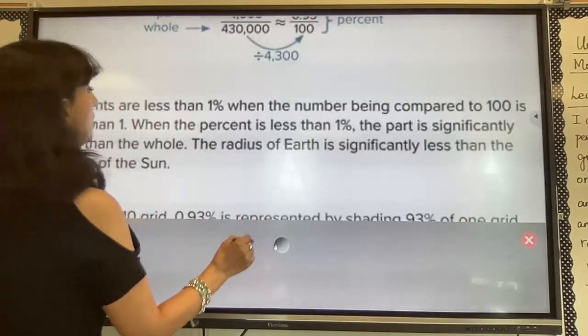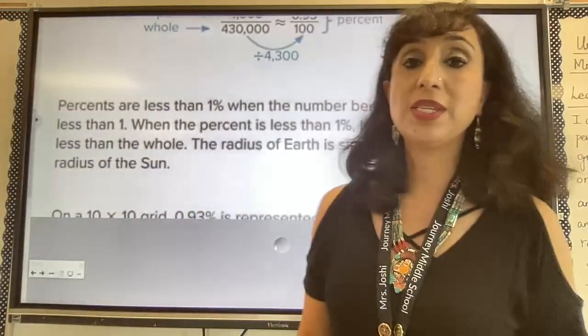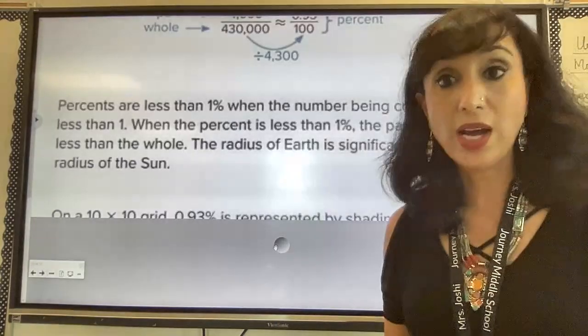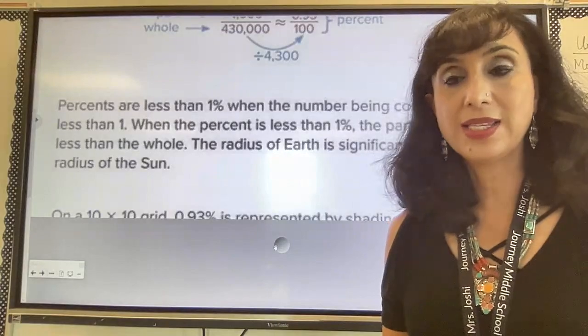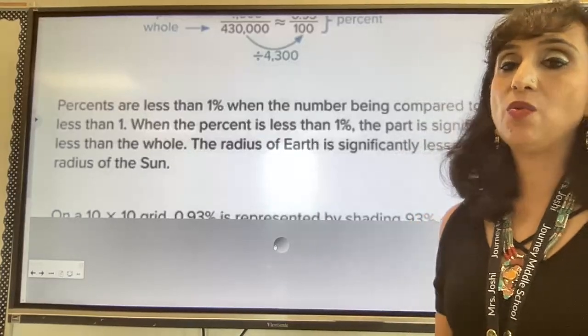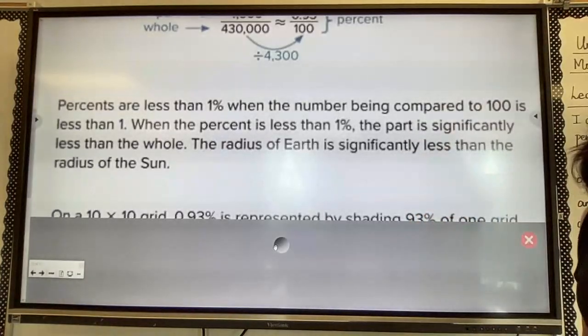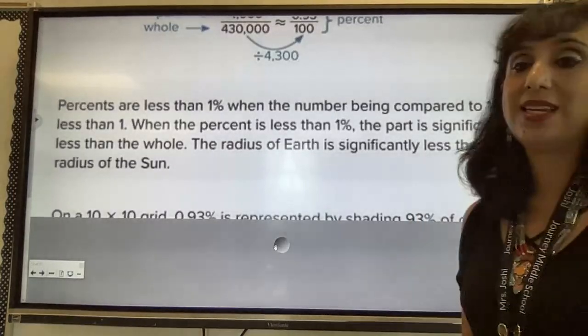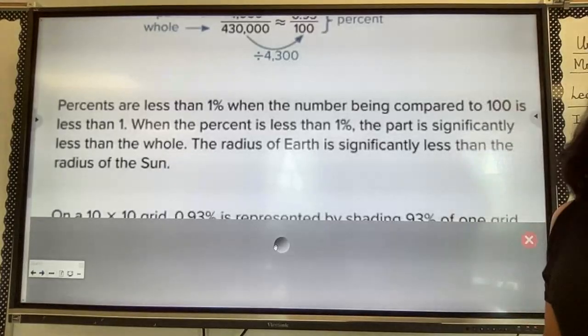So look, a percent is less than 1% when the number being compared to 100 is less than 1 whole, okay, less than 1. So when the percent is less than 1%, the part is significantly less than the whole. And the radius of the Earth is significantly less than the radius of the sun.